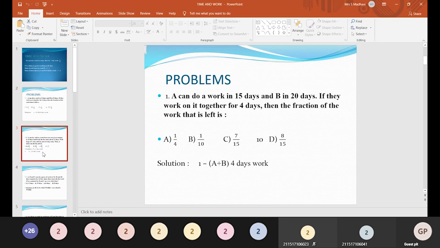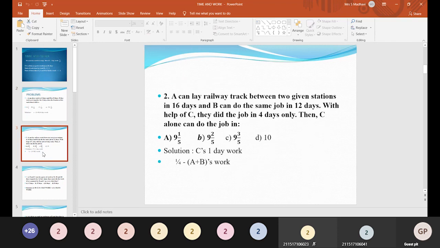Coming to the second problem: A can lay a railway track between two given stations in 16 days and B can do the same job in 12 days. With the help of C, they did the job in 4 days only. Then how long would C alone take to do the job? Here the number of days is given. To find 1 day's work, we have to take the reciprocal. If it is n days, then per day it is 1 divided by n.